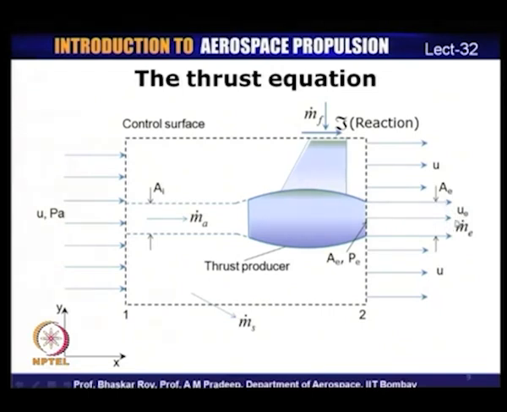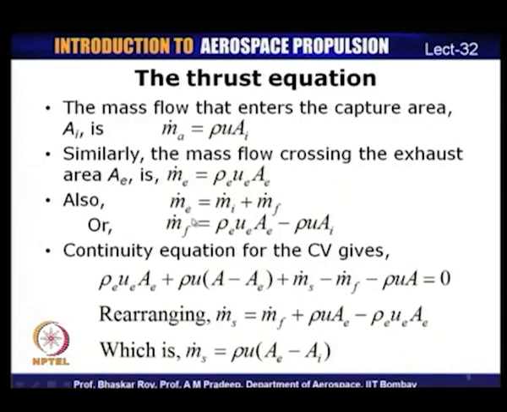And if you look at mass balance, which is entering and leaving the engine, we have m dot e, which is equal to m dot a plus m dot f. So, we have m dot e, that is exhaust mass flow, is equal to inlet mass flow plus m dot f. We have m dot a plus m dot f, or we can write m dot f is equal to rho e u e a e, which is equal to m dot e minus rho u a i, which is m dot a.